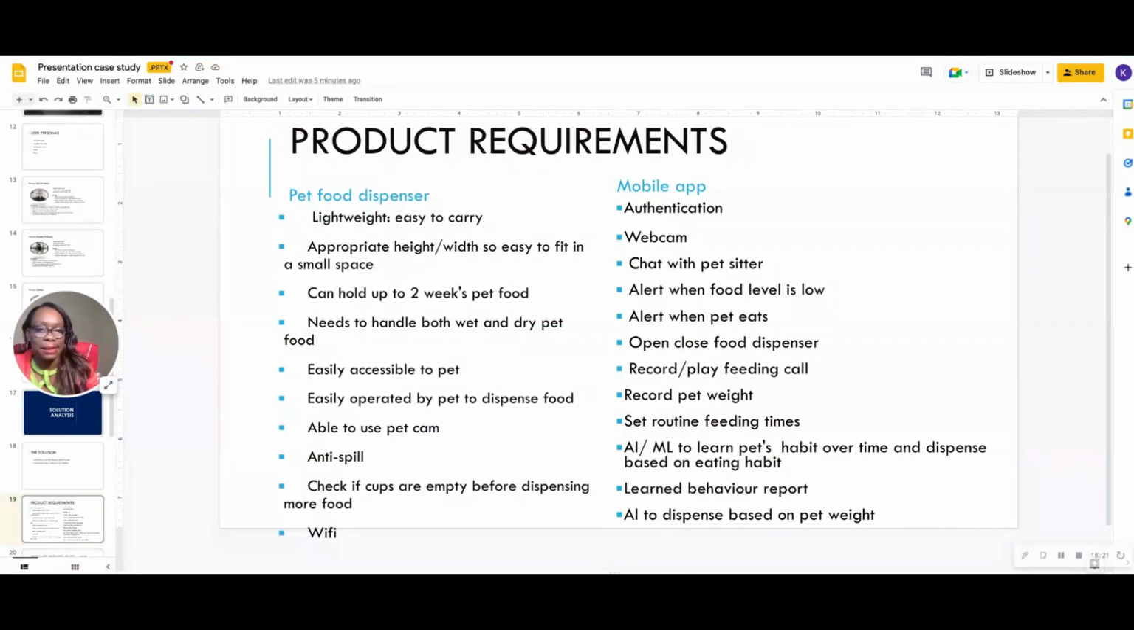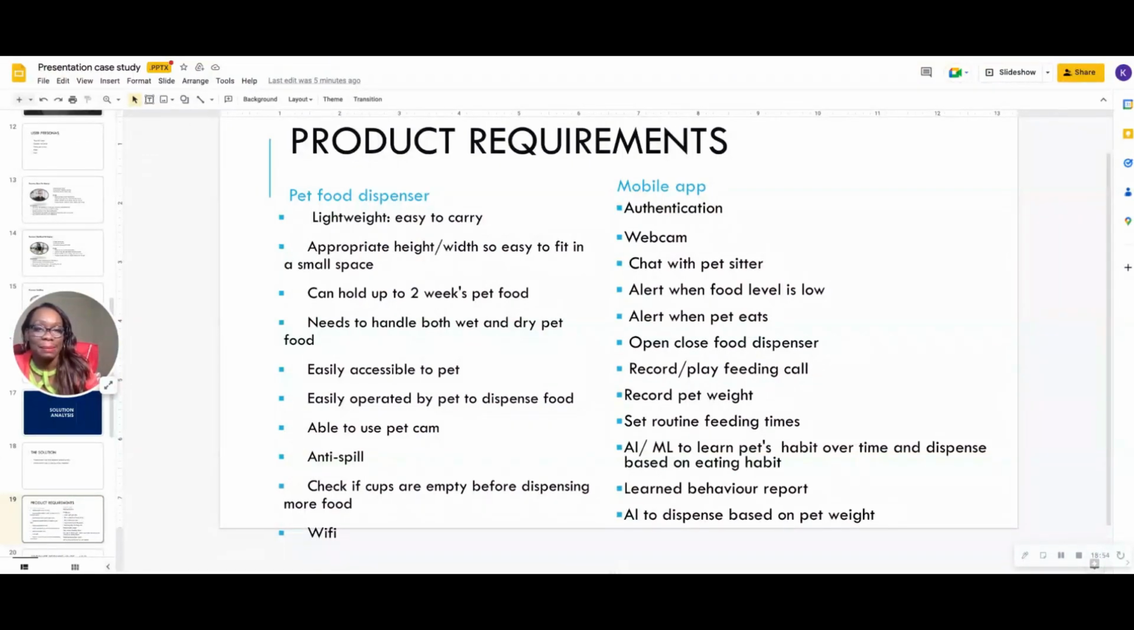Open and close the food dispenser, so you can use your mobile app to do those physical things on the physical product. Record or play feeding calls, so you could say, hey, come here, Baba, and that's recorded. And every time you play that, then the animal comes to the pet food dispenser because they think it's you, right? They hear your voice, they come towards you. Record the pet weight. Maybe they have a scale that the pet can stand on when he's eating, and they can see if he's getting thinner or fatter or whatever. Maybe that might be helpful. Who knows? And that would be on the mobile app.